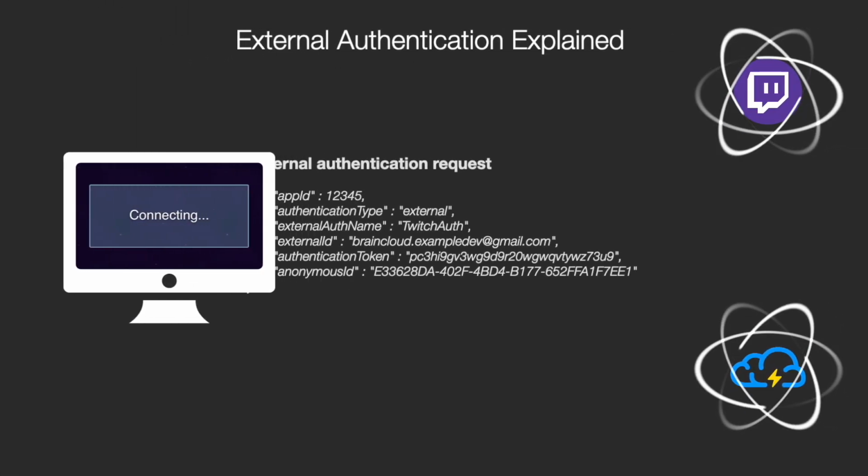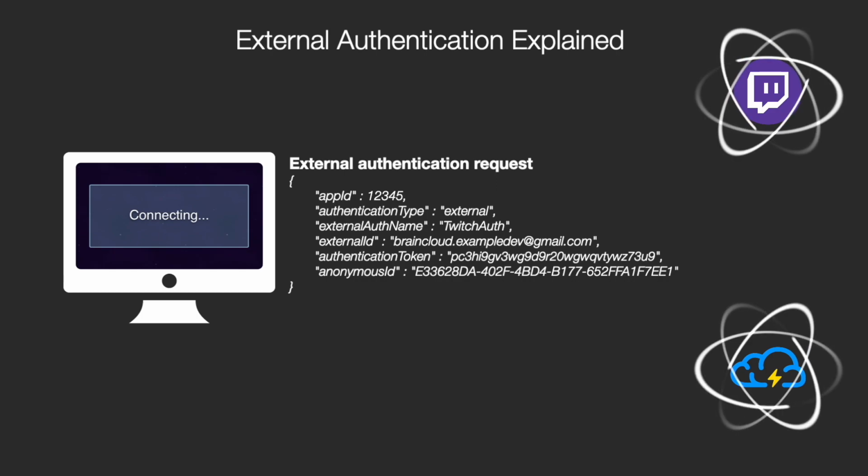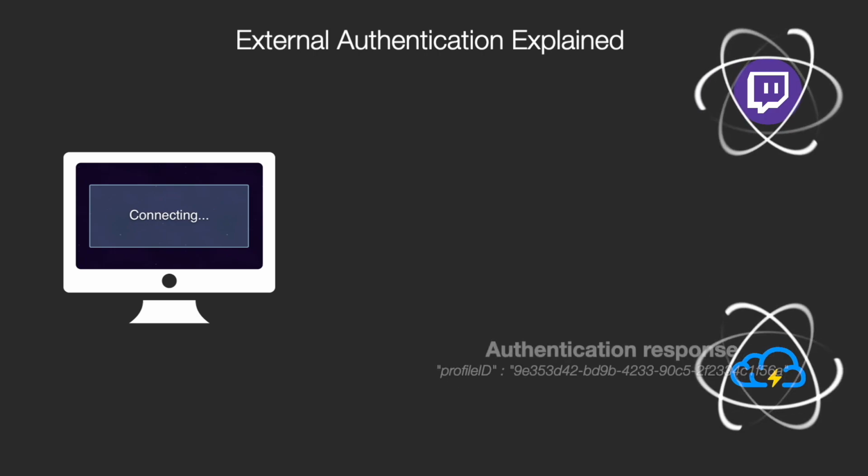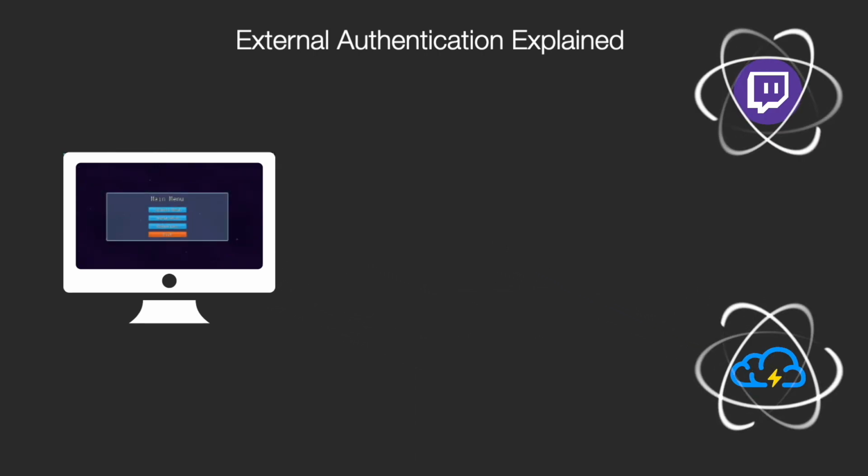Back in our app, we'll make a brainCloud external authentication request, where we will send in the user's email, the access token, and the name of the cloud code script that we wrote. Our script will then validate the access token with Twitch, and on a successful response, we will then return the profile ID in the response to our app. And that's it. That's the overview of how external authentication with Twitch and OAuth works.